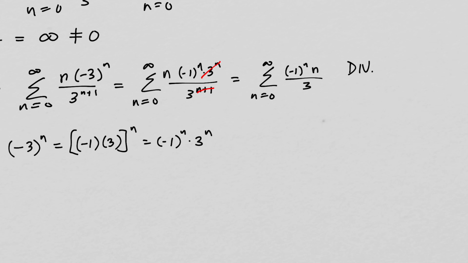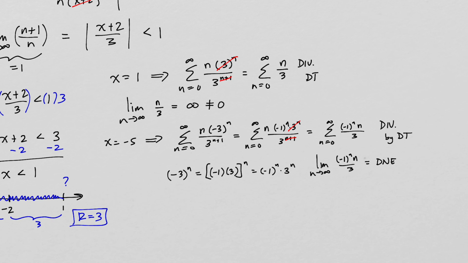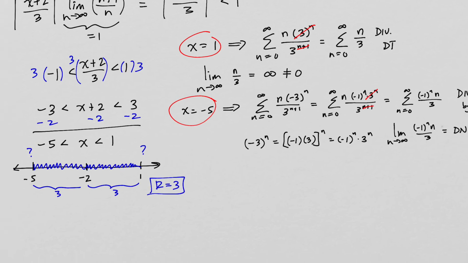And this also diverges, also by the divergence test, because if we take the limit as n goes to infinity of this nth term, this limit does not exist because this is going to infinity and then the negative 1 to the n makes it alternate between positive and negative. So both of the endpoints fail, right? They both give you a diverging series.